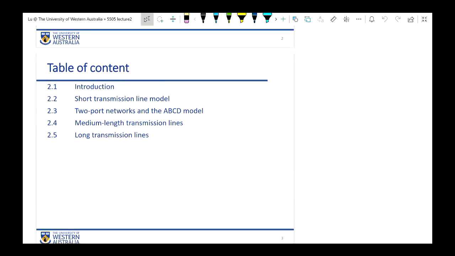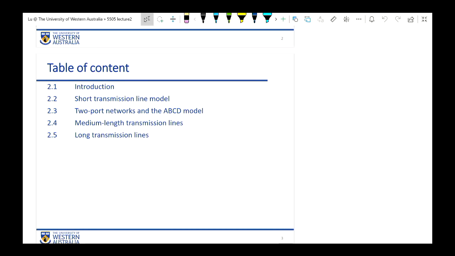Our chapter here will be divided into 5 sections. Section 2.1 is just a general introduction, just telling the stories. From section 2.2 up to section 2.5, we have some serious mathematical models. If you want me to give you some idea of these models, we are going to focus on 3 models. The first model is the short transmission cable model, the second one is a medium size, and the very last one is the long transmission lines. And you can find section 2.3 is a special one. It's not one of the 3 models.